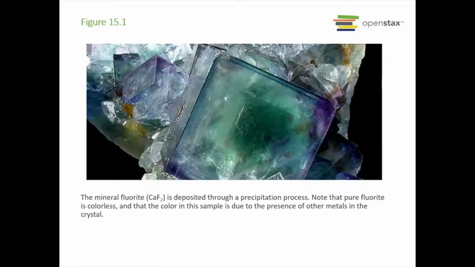This is the mineral fluorite, CaF2, and we can get this from a precipitation process. Pure fluorite is actually colorless, but really tiny bits of metals in the crystal give it that beautiful color. So sometimes from imperfection comes beauty.